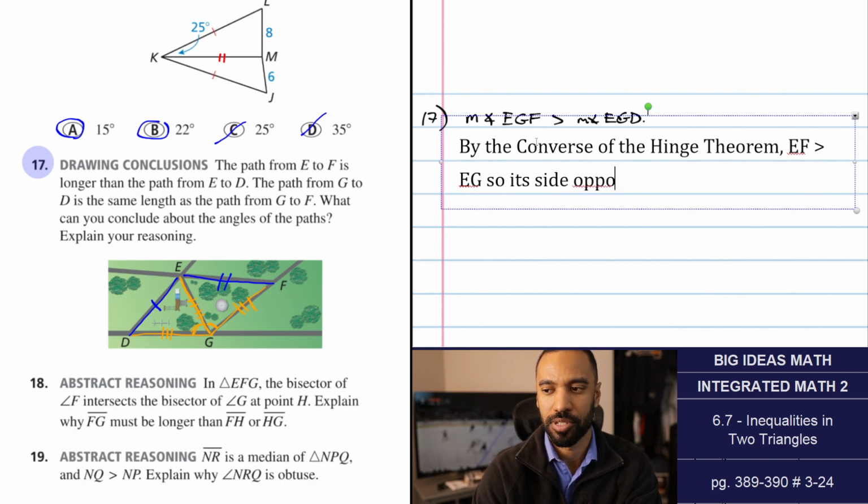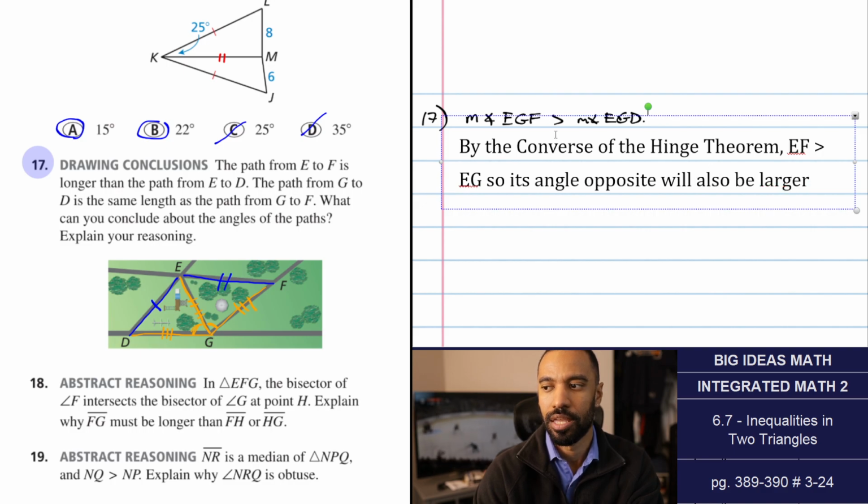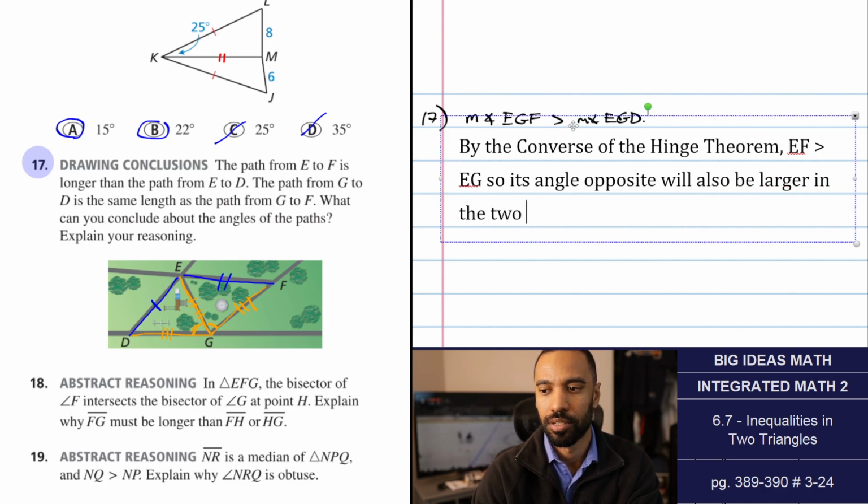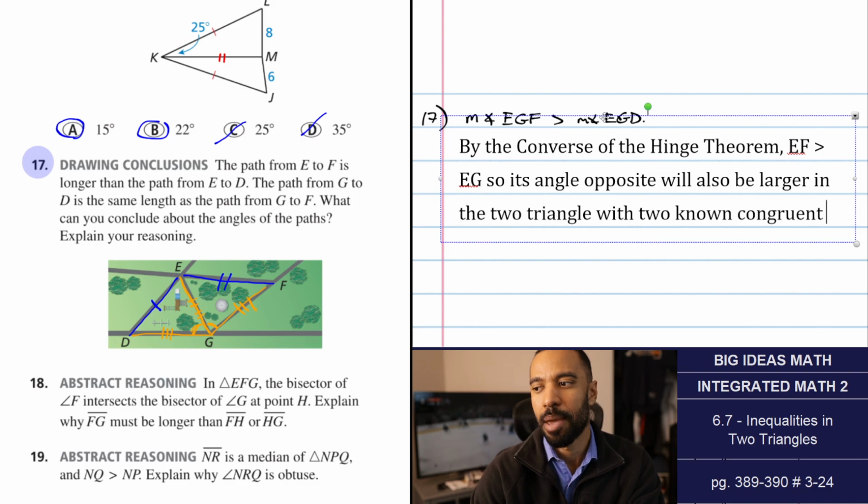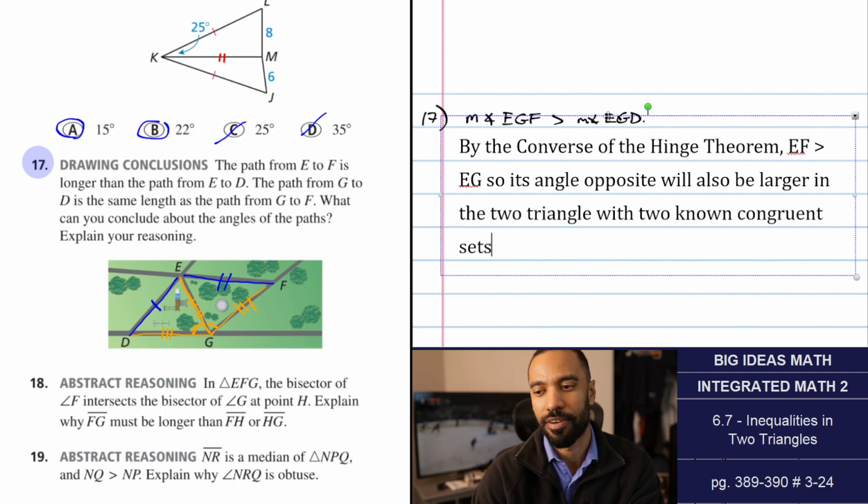its side opposite, its angle opposite, will also be larger in the 2 triangles with 2 known congruent sets of sides. I mean, this is probably one of those things that I don't know if I need to say all this stuff.